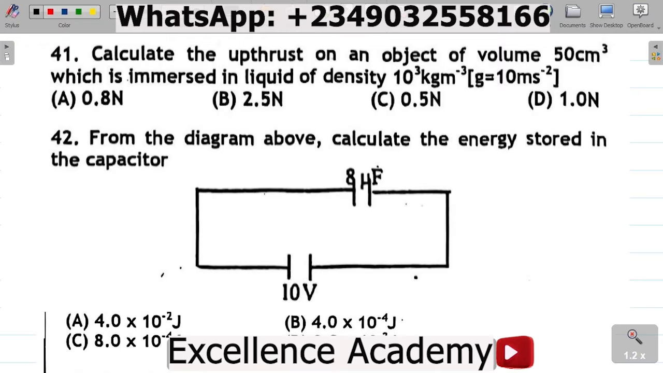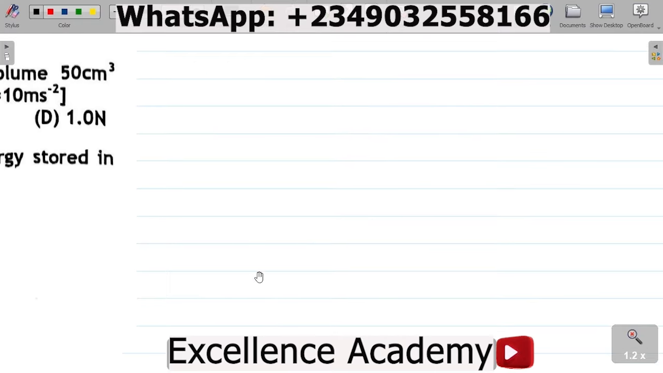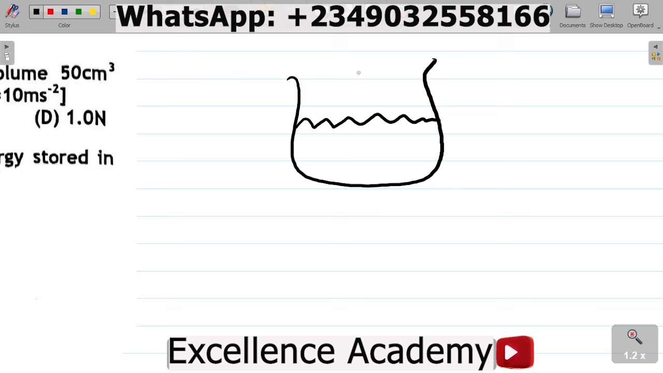You want to note that upthrust is simply a force that acts on an object when it is being immersed. By immersed, we mean put inside a liquid. So here's the thing. If I have a bucket of water, or a bowl of water like this, containing water, and I have a ball here. If I put this ball inside the water, so bring this down, right?